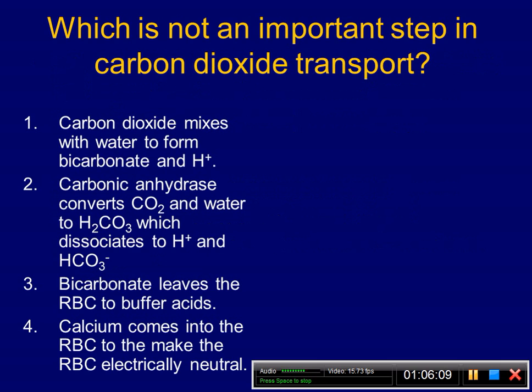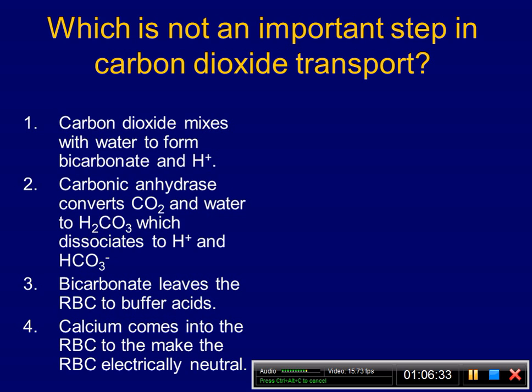So if I ask who wrote a paper on it first, Haldane or Bohr? You have to know the concept for those two. Which is the same concept we talked about with shifting the equation to the right. Yeah, it's the same concept.